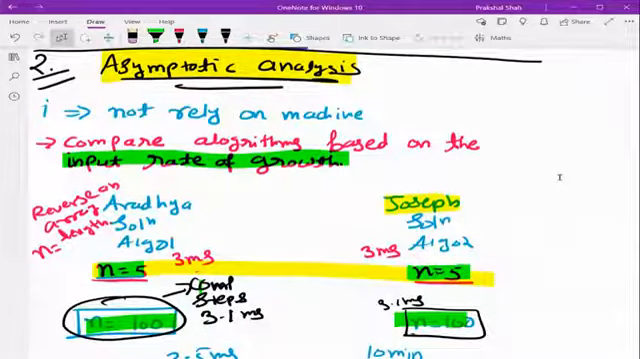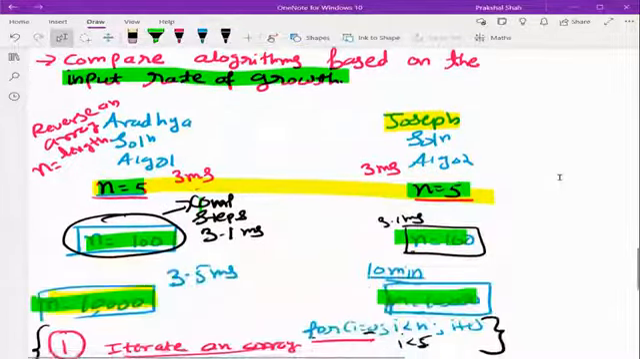We derived this because we did not want to rely on machines, right? So we derived another way to compare or evaluate any algorithm, called asymptotic analysis. It was derived to compare algorithms based on the input rate of growth. Whatever input we are passing, on the basis of that we will judge which algorithm is better. So we take the same example of reversing an array, where n is nothing but the length of the array.